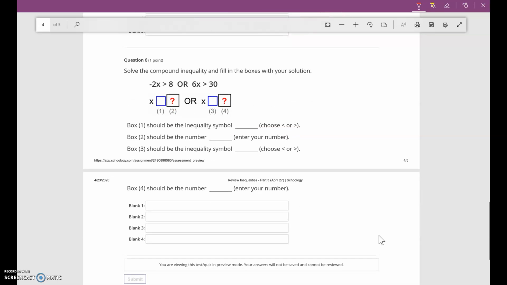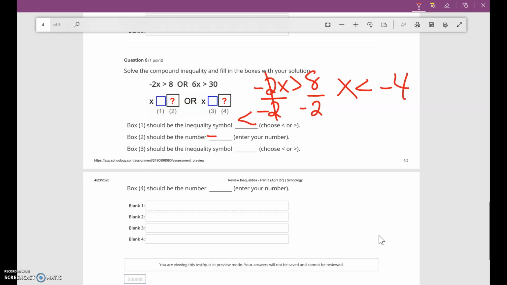All right, last one, number 6. So negative 2x is greater than 8. So I'm going to divide both sides by negative 2 since it says times. Remember, when we divide by a negative, that sign gets flipped. So instead of it being a greater than sign, now we're looking at a less than sign. So box 1, the inequality symbol should be a less than sign. And 8 divided by negative 2 is negative 4.